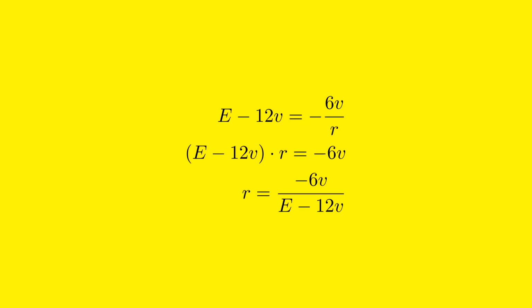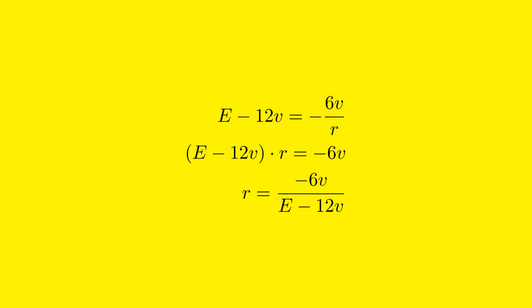Next, we need to isolate the variable r. We start by moving the term 6v divided by r to the left side of the equation. To do this, we subtract 12v from both sides. This gives us E minus 12v equals minus 6v divided by r.